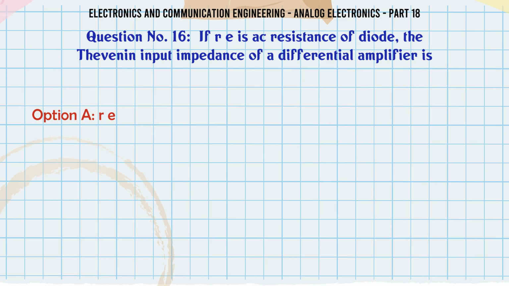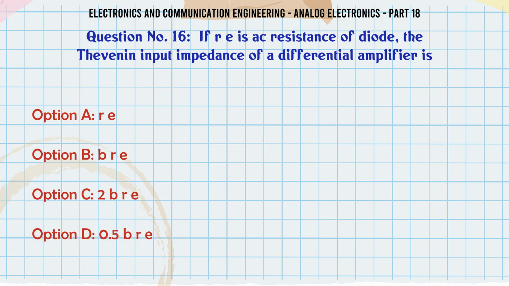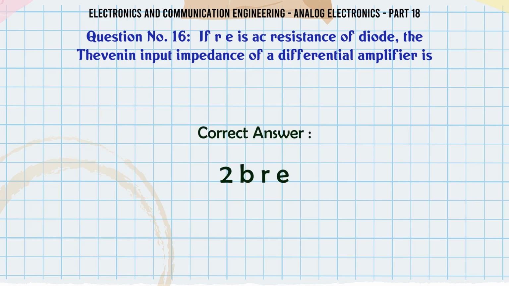If re is the AC resistance of the diode, the Thevenin input impedance of a differential amplifier is A. re, B. βre, C. 2βre, D. 0.5βre. The correct answer is 2βre.